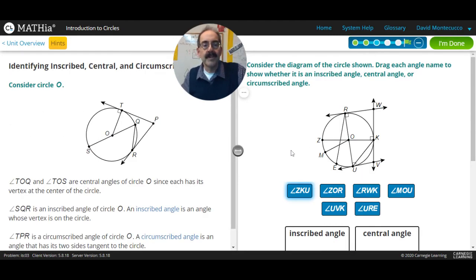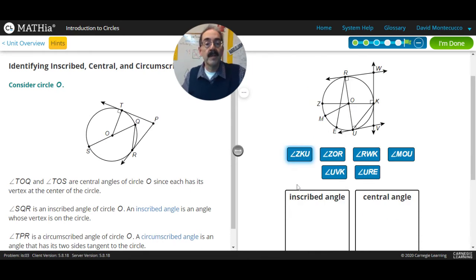All right, let's see if we can drag and drop. TOQ, central. TOS, central. Then inscribed is where the vertex is on the edge of the circle. So ZKU, inscribed.